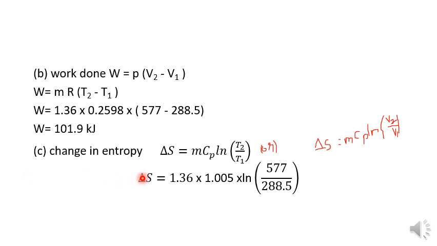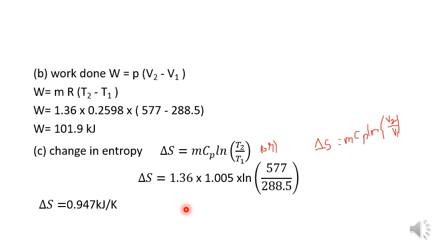So delta S is equal to 1.36 into 1.005 ln of 577 by 288.5, which is nothing but 2 only. So the same answer we will get. So delta S is equal to 0.947 kilojoule per Kelvin. So this is the change in entropy during the constant pressure process.